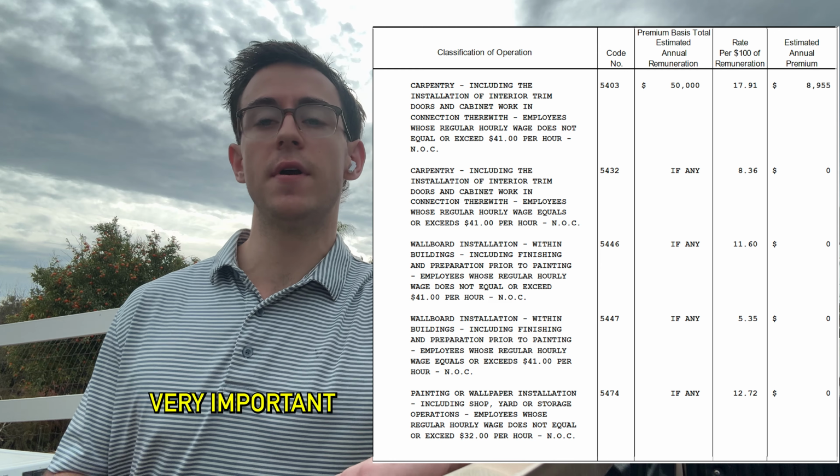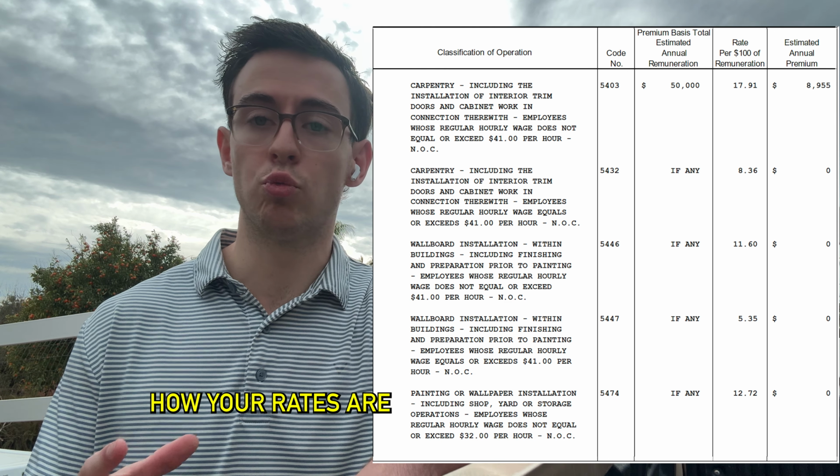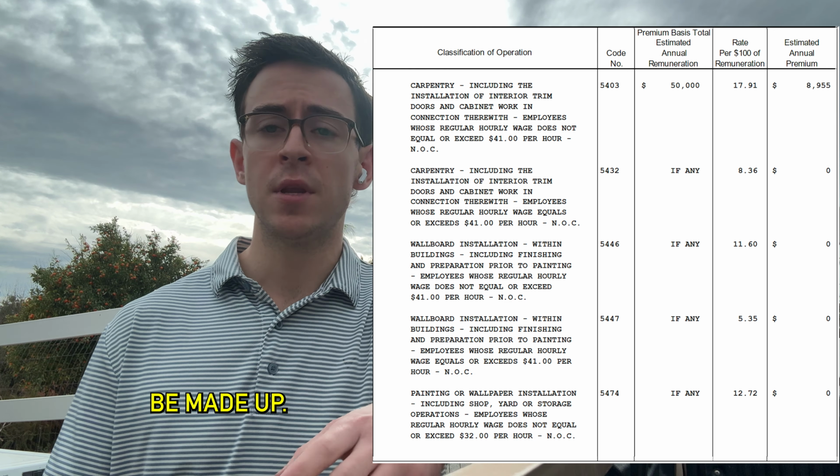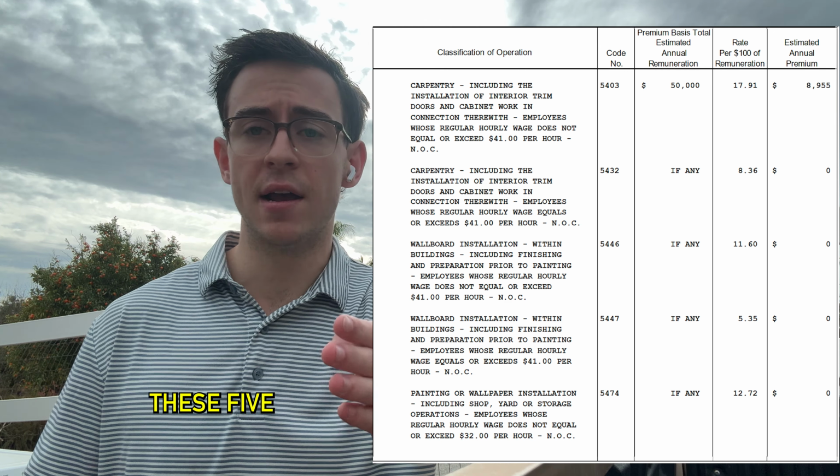In this case, we see 5 separate columns. This is very important as this is how your rates are going to be made up. So we see these 5 different columns. We see the class code, we see the description, payroll, net rate, and the total premium for the year. This is the most important aspect of your policy, as this is, at the end of the day, what you're going to have to pay in order to have this policy.